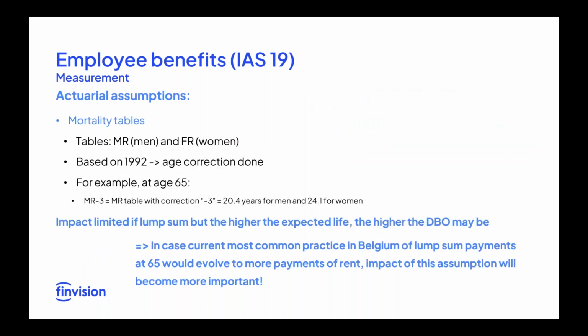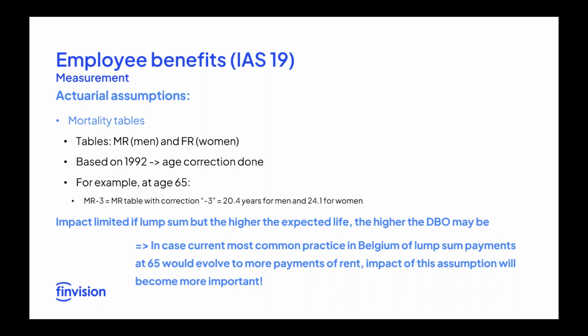Then we are at the demographic assumptions, and there the actuaries are using mortality tables. You may have seen that they refer to MR and FR, man, female rate reference. Those are references. Belgium, you will not find that abroad, every country will have its own tables, I think. But those are tables made in 1992, so quite old. And currently they will apply an age correction because today, even compared to 1992, people are living longer. So they will consider that. You will see that with MR-3 or MR-5, for example.